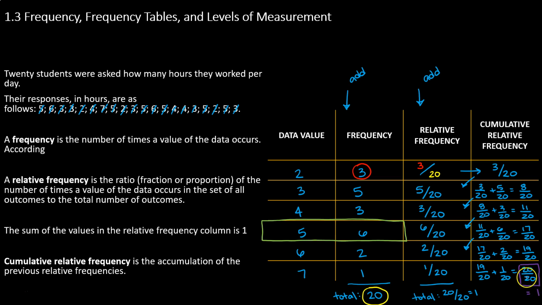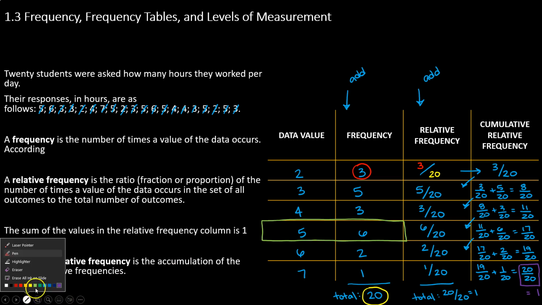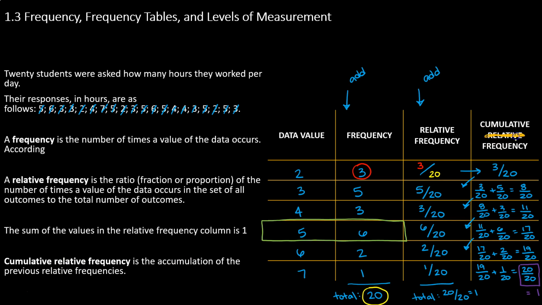Now, there's one other version of this table that you'll see, and that's where we eliminate the word relative in that last column. If I were to leave out the word relative and just call this cumulative frequency, then I'm ignoring relative frequency altogether, and I'm just looking at my frequency column, and I'm adding those values up as we move down the list.